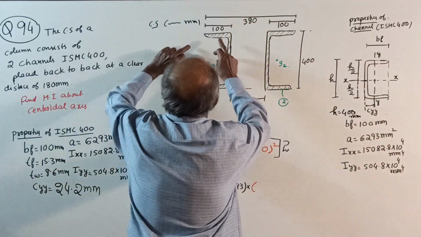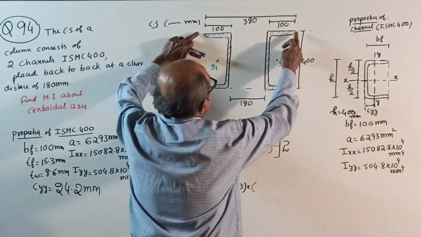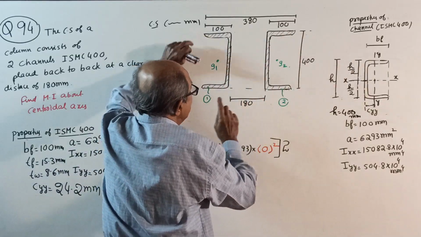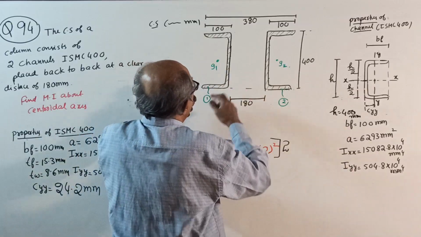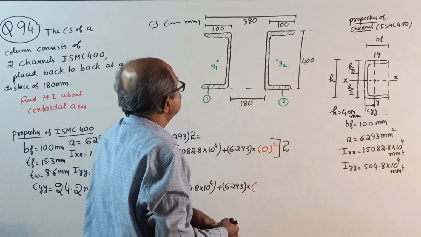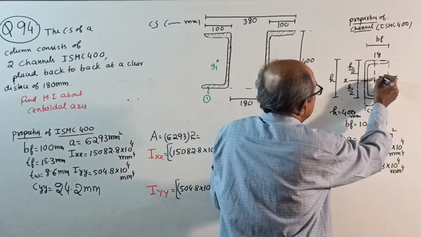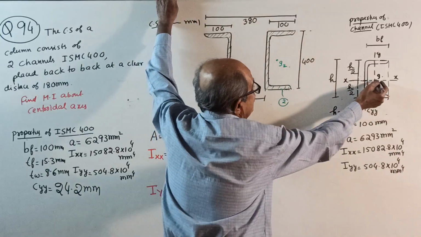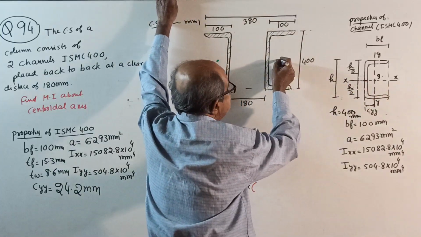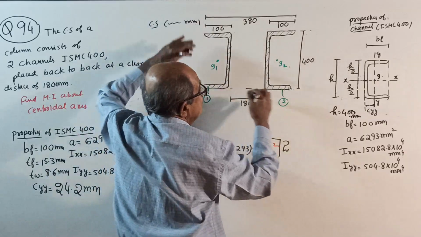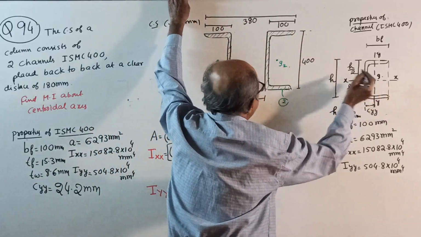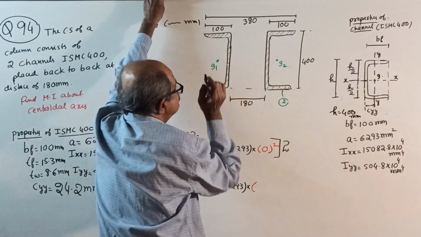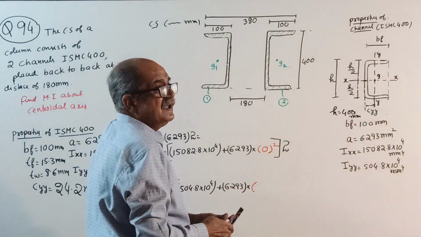Okay, start. One channel placed here, one channel placed here, 180 mm clear distance. Divide into two parts, part 1, part 2. Here, this is the centroid for the component. For this component, this G is G2. Here it is turned. This G is here, G1. Now correctly mark XX, YY.